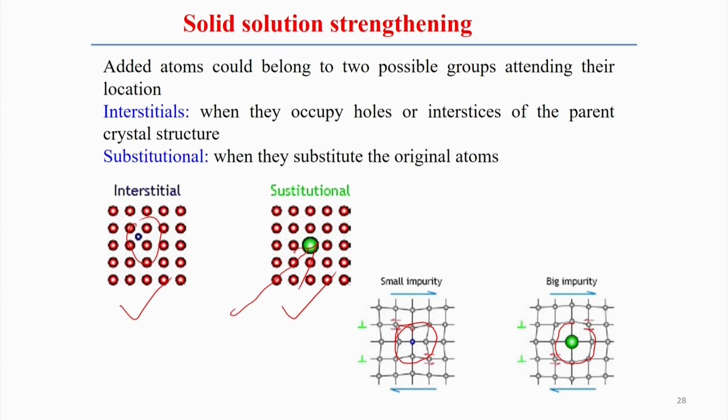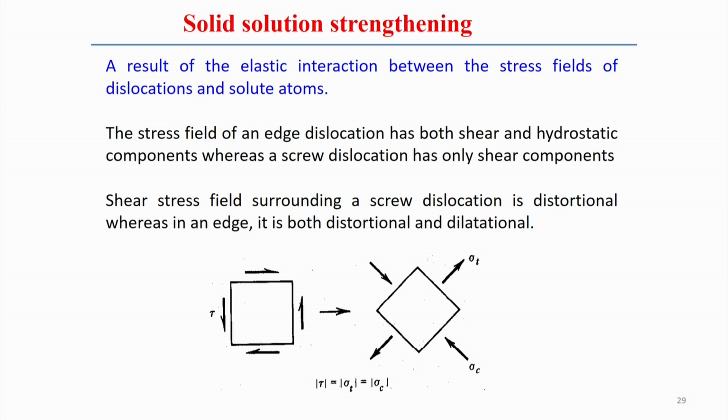So now I will focus on these things, the presence of the interstitial: what different types of stress we generally consider, or how we generate the stress state subjected to the presence of interstitial and substitutional atoms, with reference to the pure atomic arrangement of a unit cell or of a crystal lattice. Now actually the solid solution strengthening is the result of the elastic interaction between the stress field of the dislocations and solute atoms.